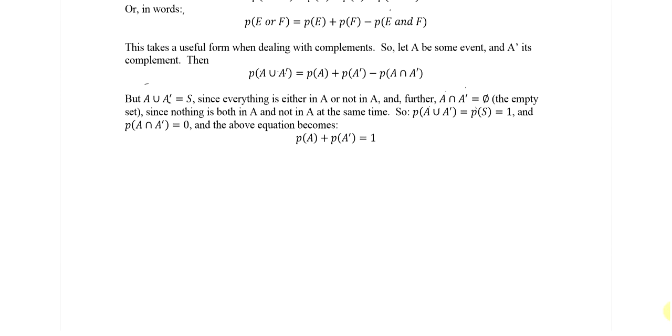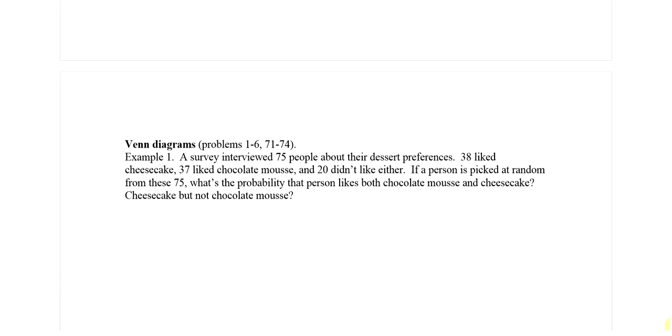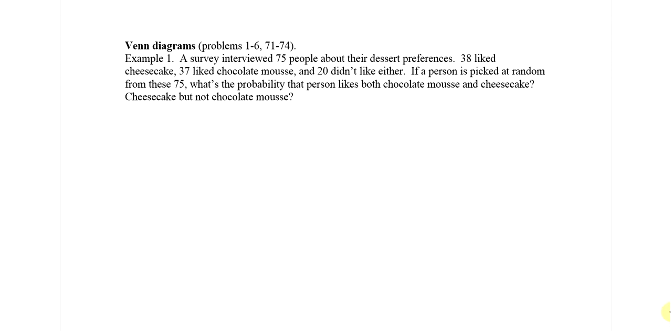So a couple of examples. Here's the first one, a little Venn diagram example. A survey, and of course it wasn't a real survey, I just made these numbers up. A survey interviewed 75 people about their dessert preferences. 38 liked cheesecake, 37 liked chocolate mousse, and 20 didn't like either. So, if you pick a person at random from these 75 people, what's the probability that this person likes both chocolate mousse and cheesecake? And what's the probability that they like cheesecake but not chocolate mousse?